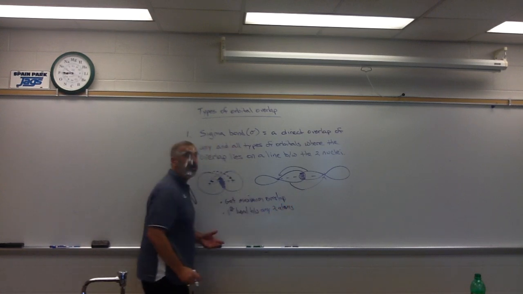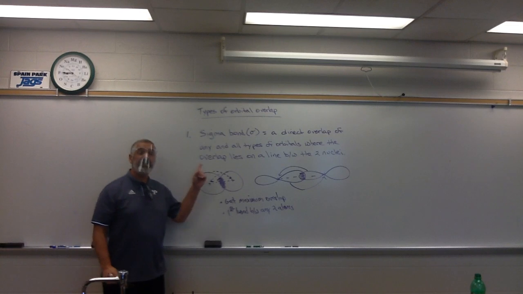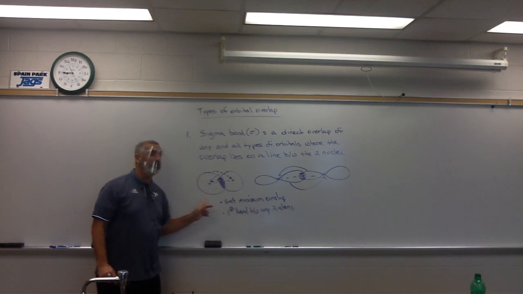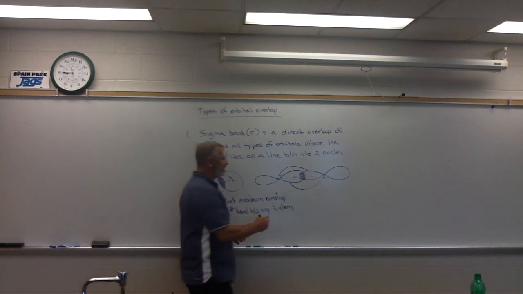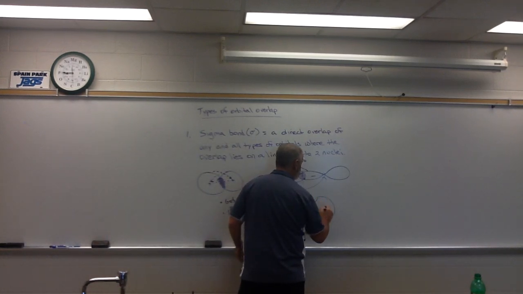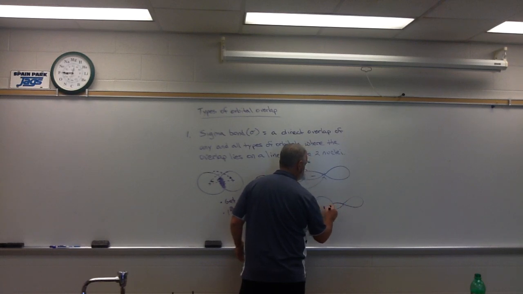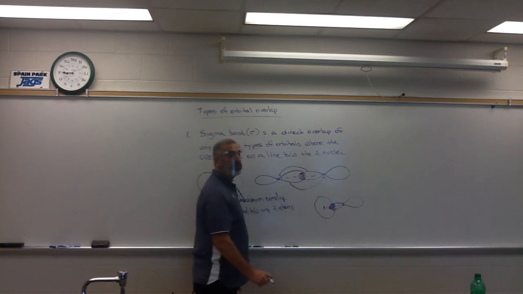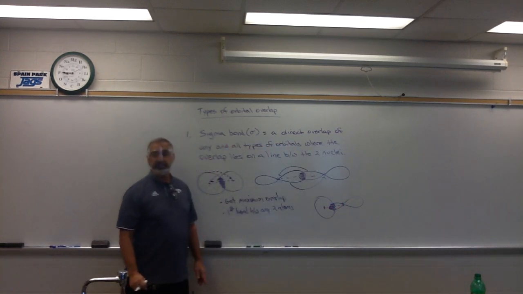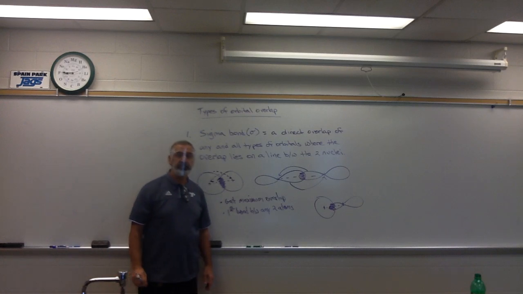So if it's a single bond, it is a sigma type bond. The first bond between any two atoms is always this type. Now you can have an S and a P overlap. Here's the overlap. Notice again the line drawn between the two nuclei touches the overlap. All orbitals form sigma bonds.